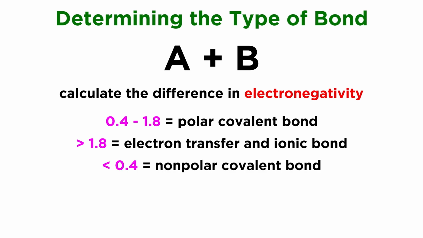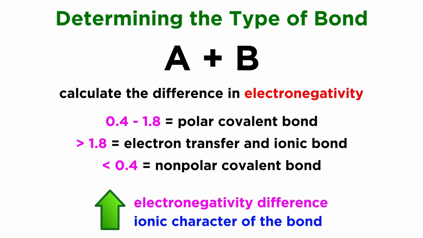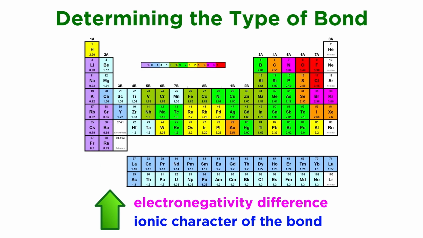If the difference is less than 0.4, we say that the bond is essentially nonpolar, or pure covalent, where the electrons are shared roughly evenly between the atoms. Another way of stating this is saying that as the electronegativity difference increases, the ionic character of the bond increases from pure covalent to polar covalent to ionic, or from electrons shared completely evenly to being shared unevenly to not being shared at all. To find out what kind of bond will form between two elements, just consult the table of electronegativity values and calculate the difference.